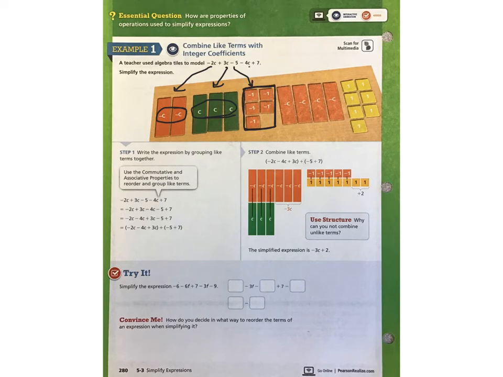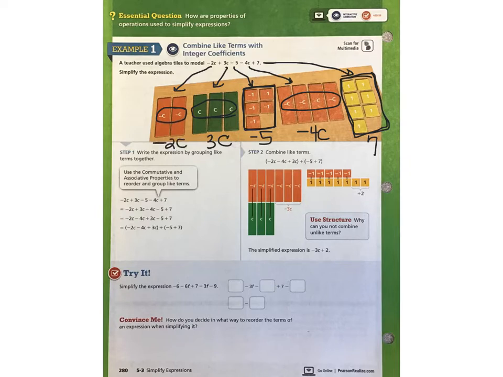Then the next term says minus 4c. Again, subtraction is the same as adding the opposite. So we have 4 c's there, and they're all negative. And then the last term is plus 7. That's a positive 7. So you can see we have all single tiles here, and there are 7 of them. So each of those components of the expression can be written in picture form.